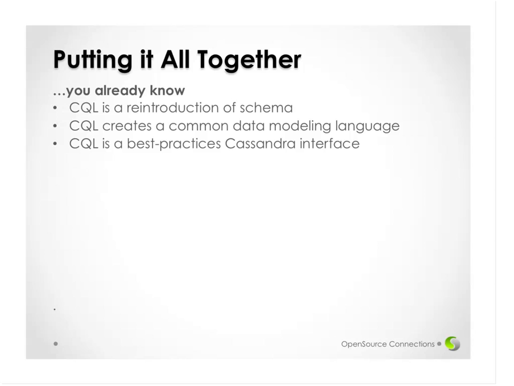CQL is a best practices interface of the internal Cassandra data structure. There's ways that you can treat Cassandra so that it scales really well, but unfortunately they're a little bit complicated. CQL makes it easier by putting a nice syntax on top of that and abstracting away these messy details.